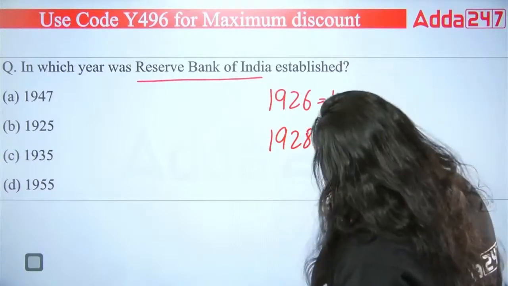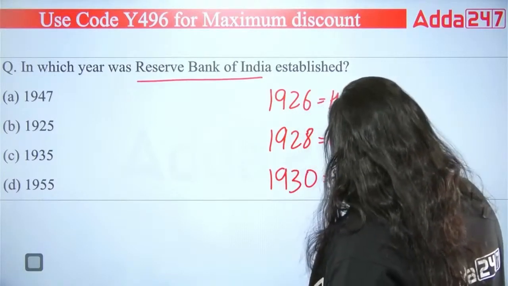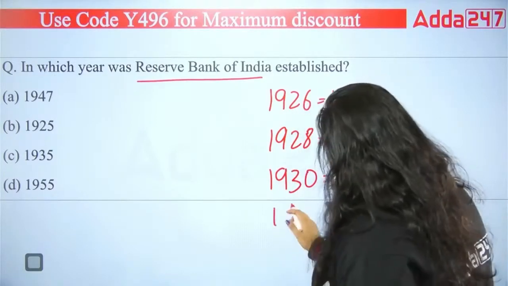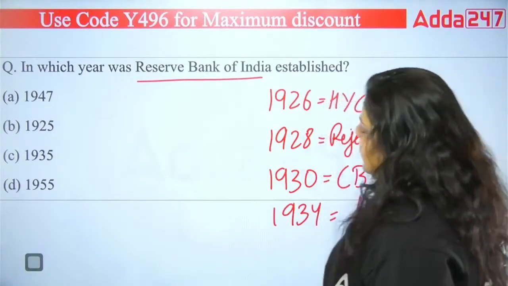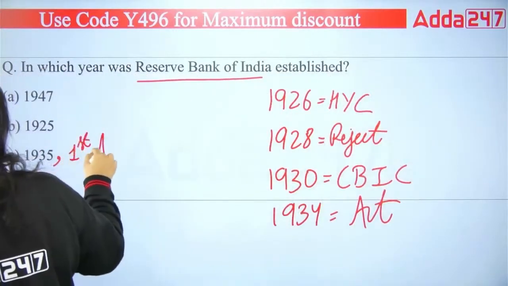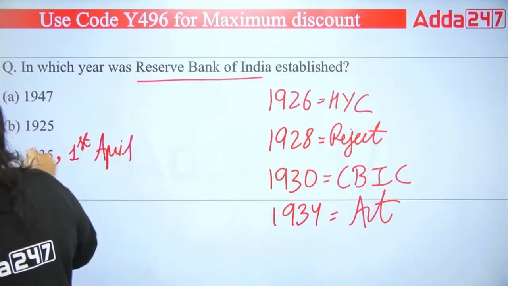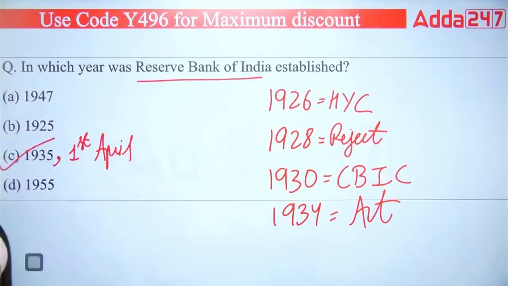Apart from that, in 1930, the Central Bank Investigation Committee came. And after this committee's report in 1934, the RBI Act was passed. And on 1st April 1935, RBI was established. So the central bank was established on 1st April 1935.